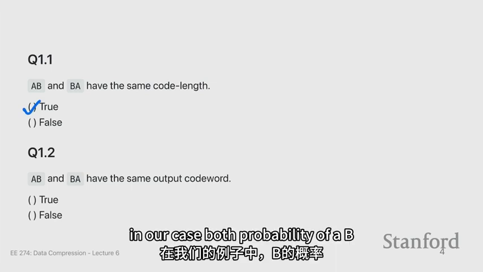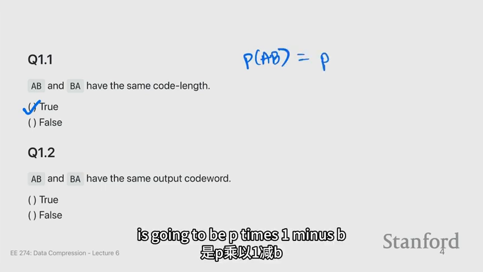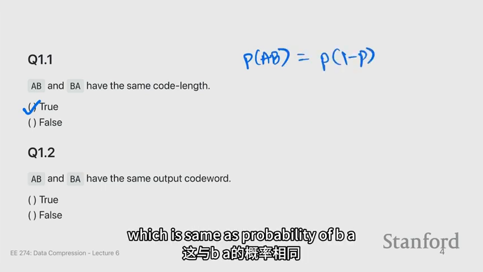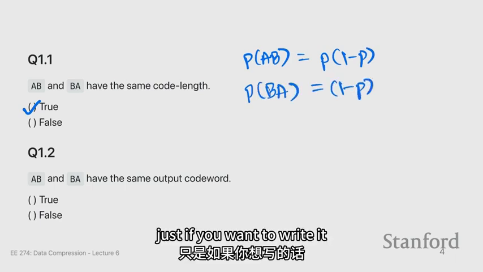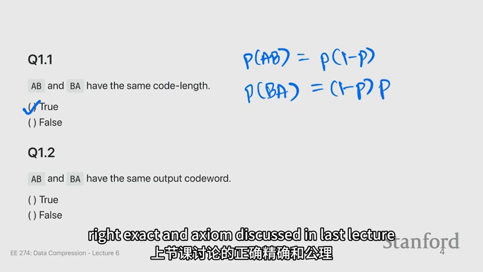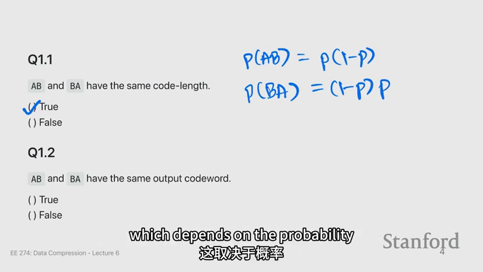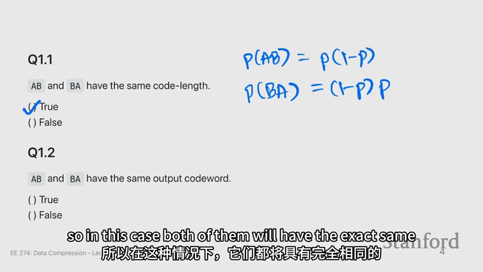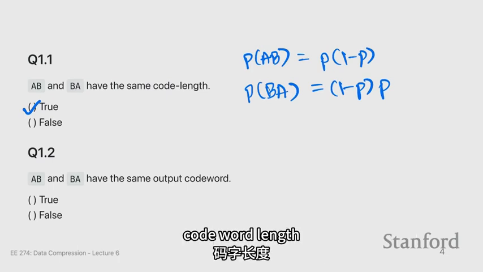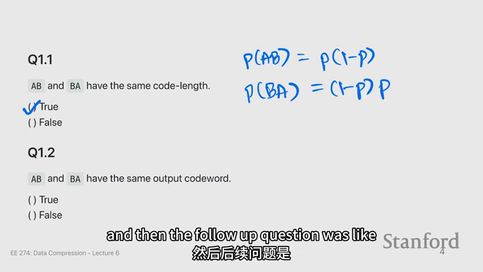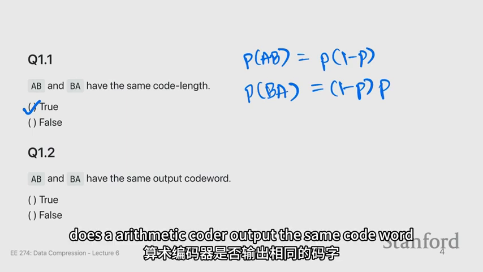In our case, the probability of AB is P times 1 minus P, which is the same as the probability of BA, exactly. And as Shubham discussed in the last lecture, the code word length just depends on the interval length, which depends on the probability. So in this case, both of them will have the exact same code word length. And then the follow-up question was: does our arithmetic coder output the same code word?